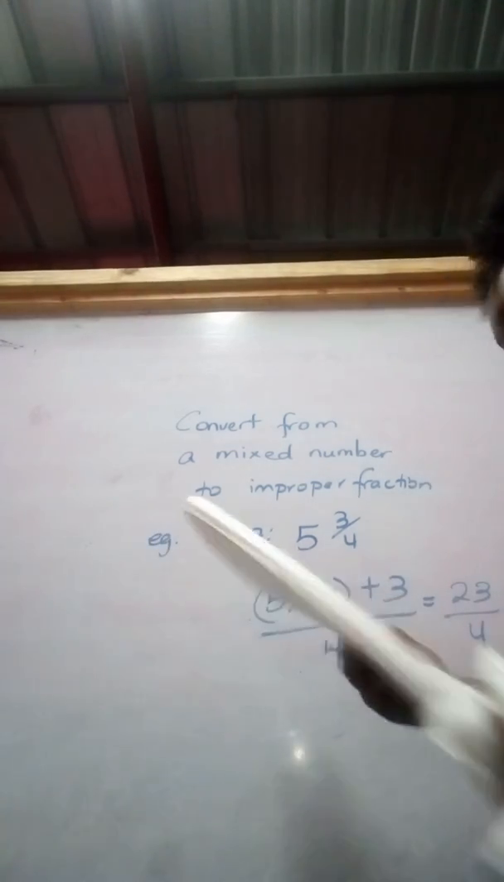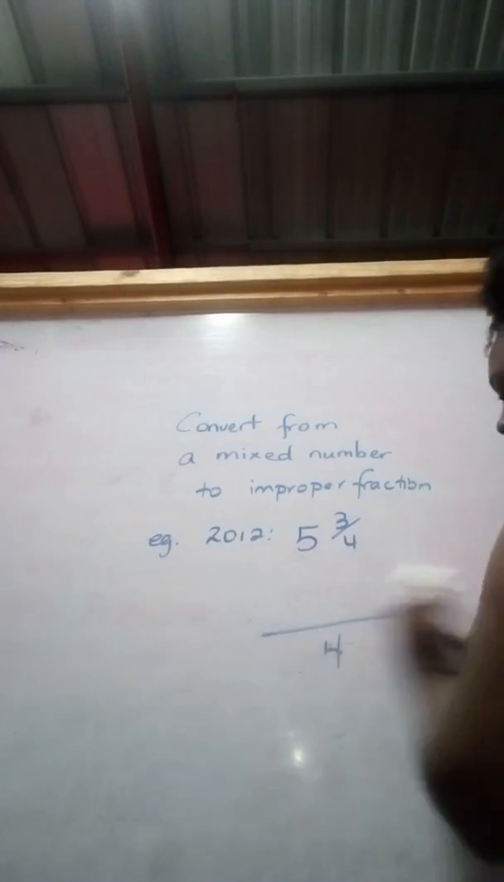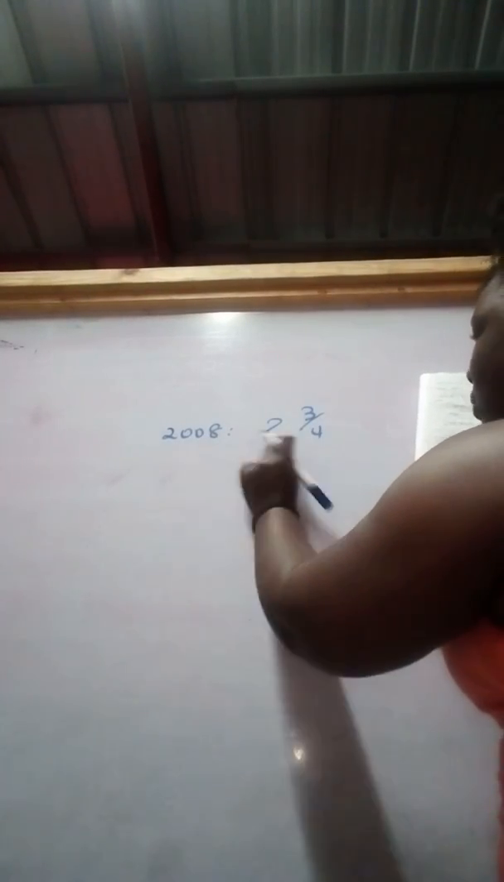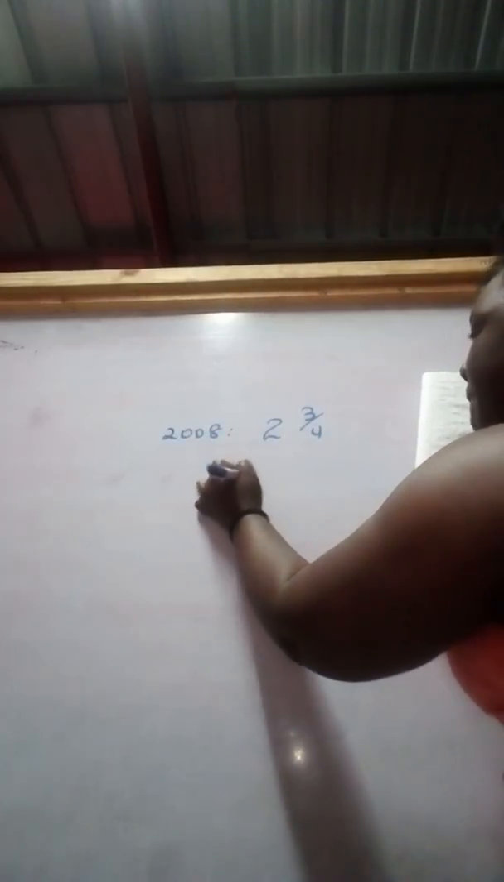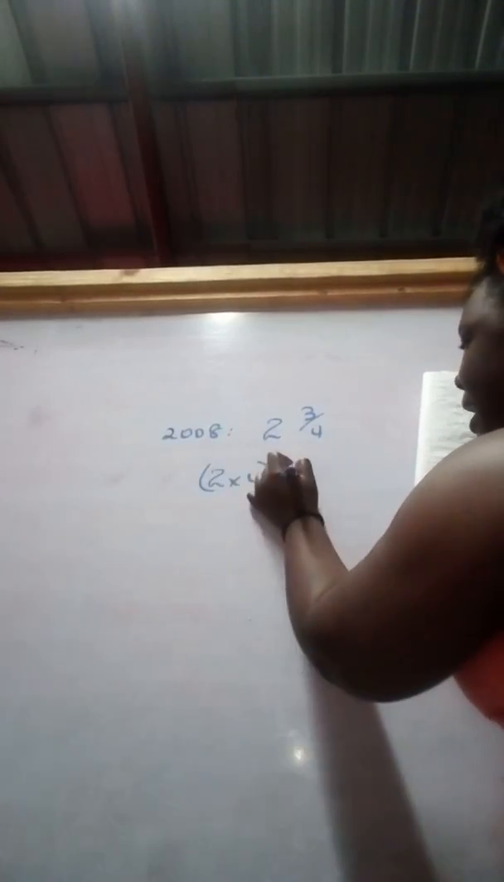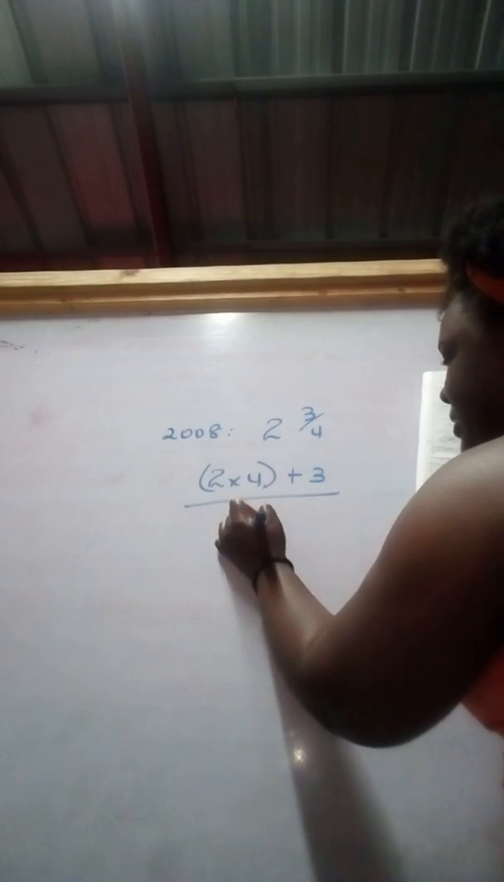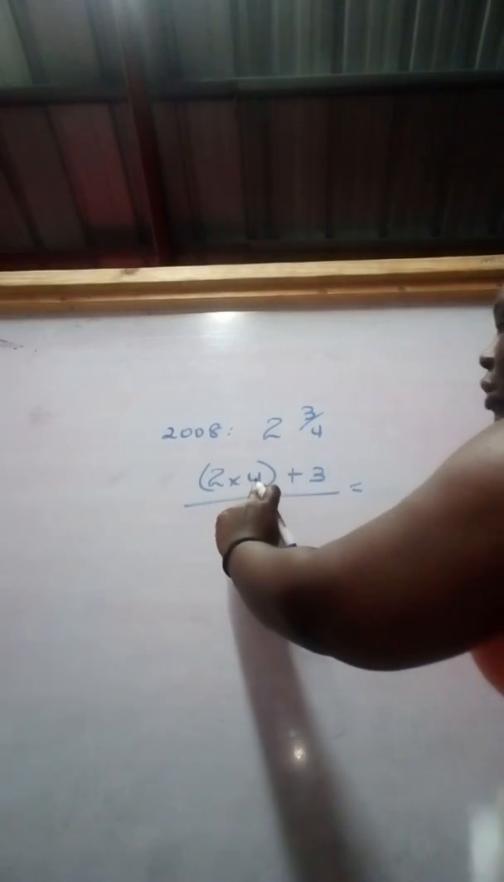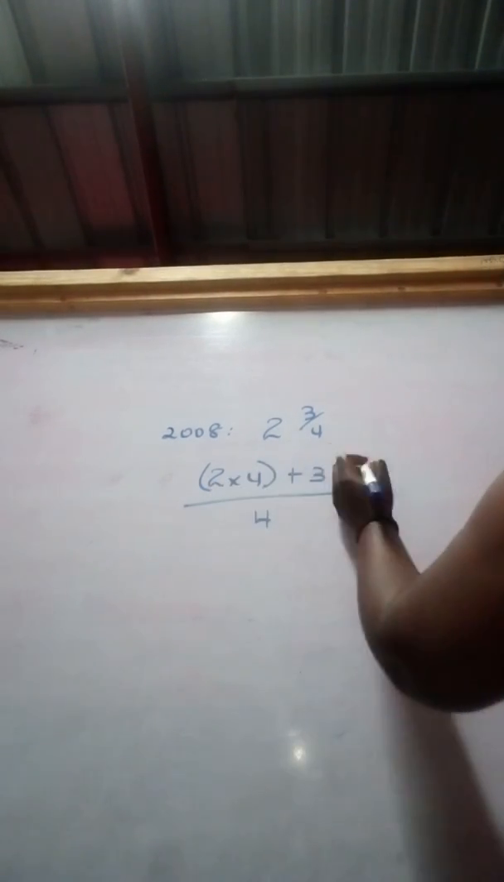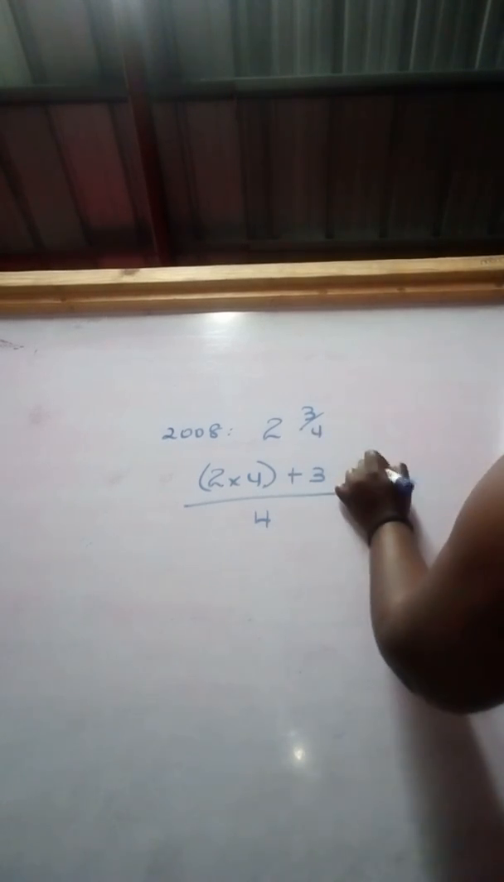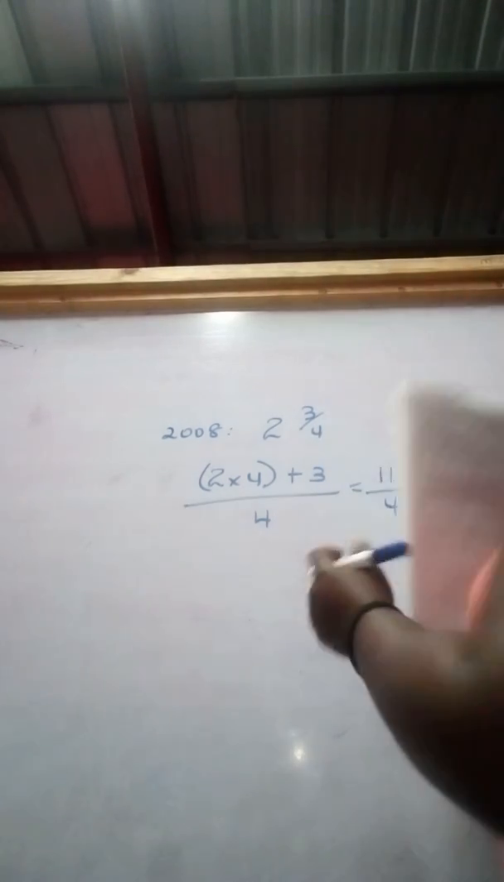And let's look at a second example that came in 2008. Express 2 3/4 as an improper fraction. So once again, you take your whole number, multiply by the denominator, add the answer to your numerator, and your denominator stays the same. 4 multiplied by 2 is 8. 8 plus 3 will give you 11. You have 11/4.